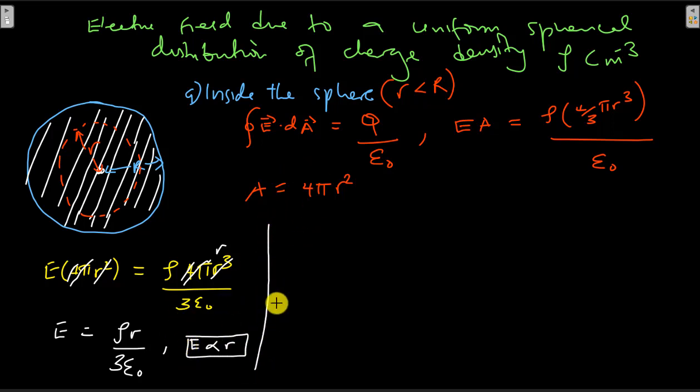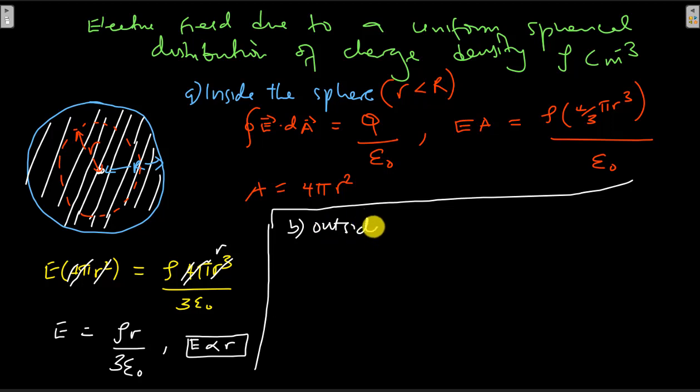Let's look at the electric field outside the Gaussian surface. So outside the sphere, in that case we have our Gaussian surface outside the sphere. The Gaussian surface is of radius small r, so outside the sphere corresponds to r greater than capital R. There we go.